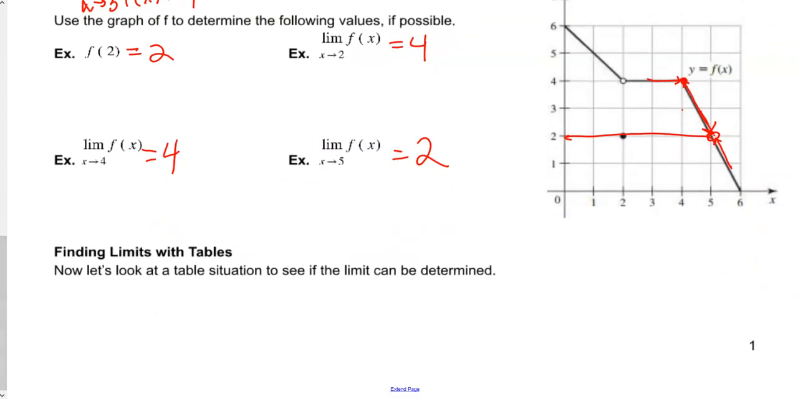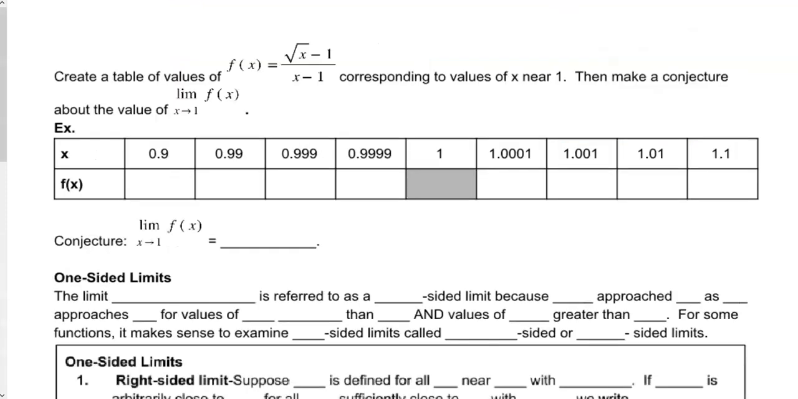Okay? Now, finding limits with tables. We're going to look at a table situation to see if we can determine the limit. This is similar to what was done in the previous section 2.1 when you're looking at a bunch of decimal values. So you may want to have your calculator handy for this because they are not the prettiest. Create a table of values of f of x equaling the square root of x minus 1 all over x minus 1 that corresponds to values of x near 1.